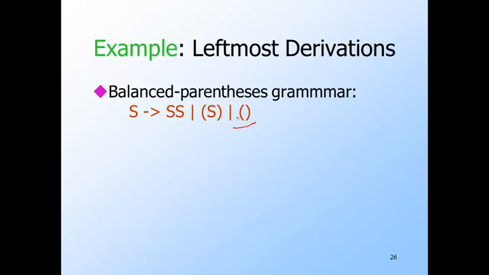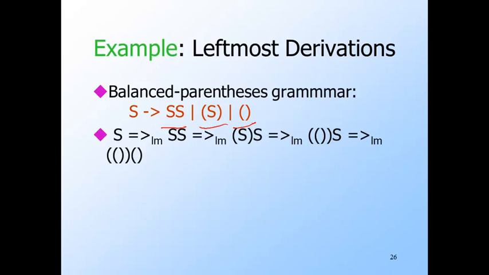Of course, the left parenthesis must come first. The middle production, this, says that if we put matching parentheses around a balanced string, it is still balanced. And the first production, this, says that the concatenation of two balanced strings is balanced. We need to prove that every string of balanced parentheses can be generated by this grammar. The proof is not too hard, but we're not going to do it here.